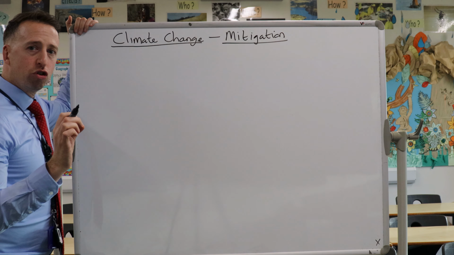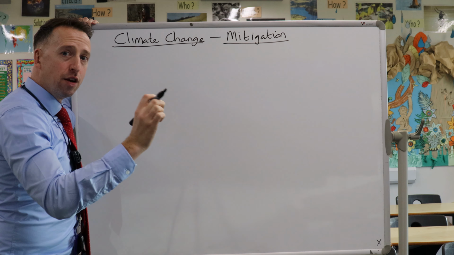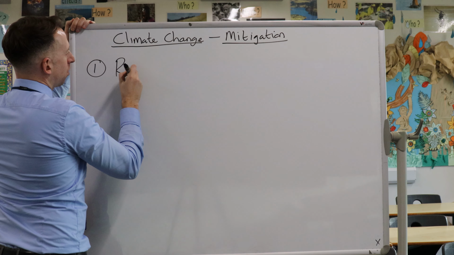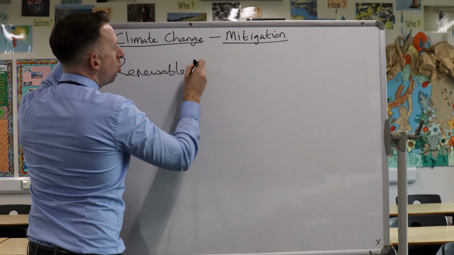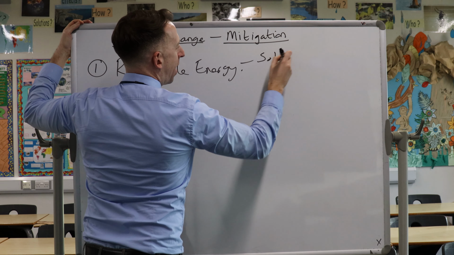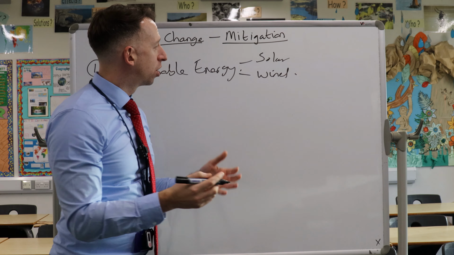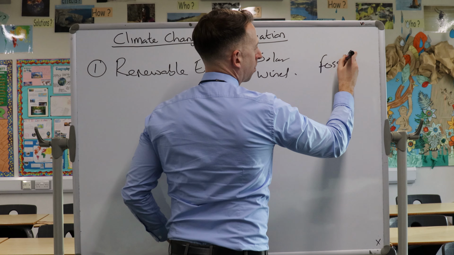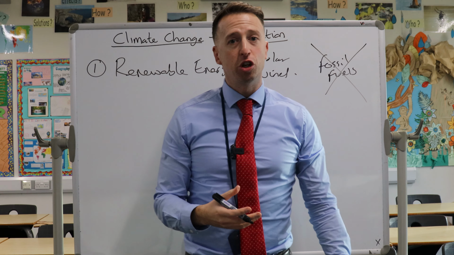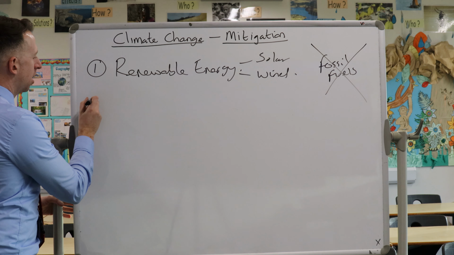Now, you need to know 4 different mitigating strategies to reduce greenhouse gas emissions in the future. Here we go. So the first one is using renewable energy sources. For example, solar panels and wind turbines. The idea behind this, of course, is you're no longer burning fossil fuels like coal, and we're producing cleaner energy, therefore less greenhouse gases. So renewable energy.